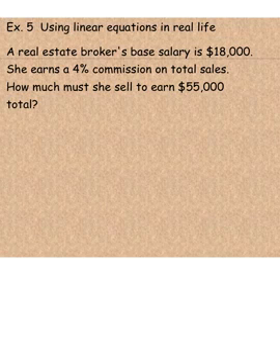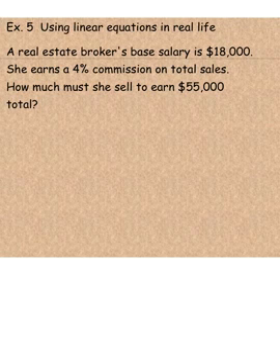Example 5, using linear equations in real life. A real estate broker's base salary is $18,000. She earns a 4% commission on total sales. How much must she sell to earn $55,000 total? So we're going to write an algebraic equation, and then we'll solve that algebraic equation to figure out how much she has to sell to earn the $55,000.